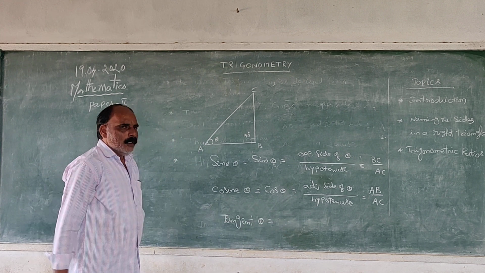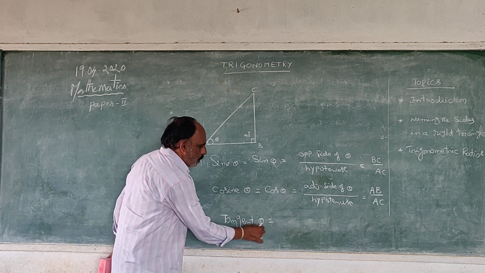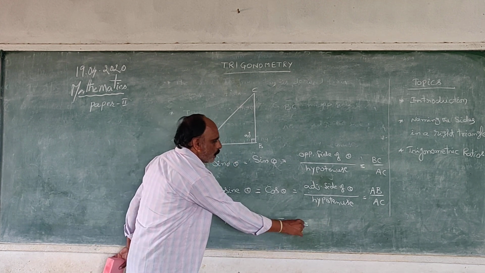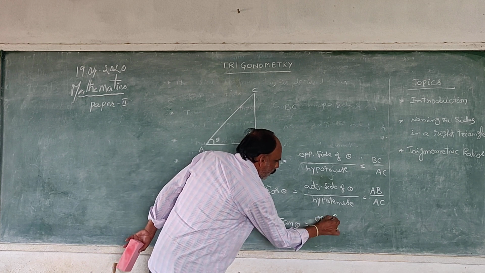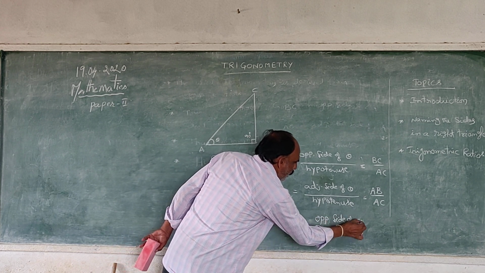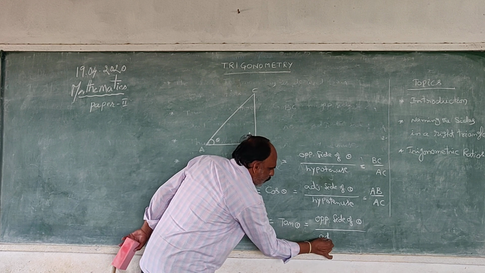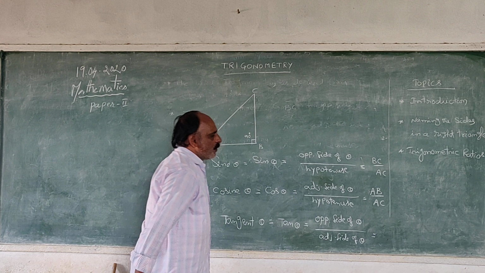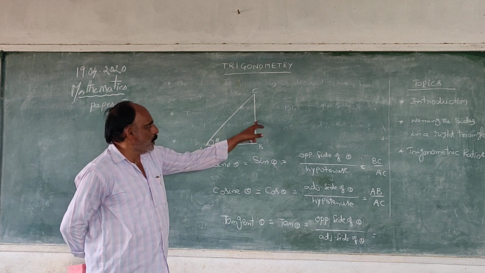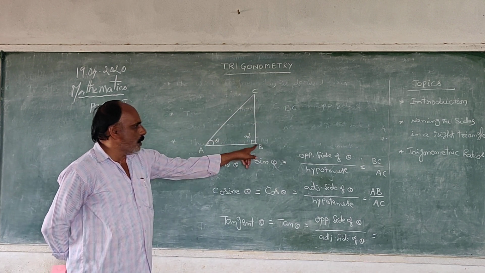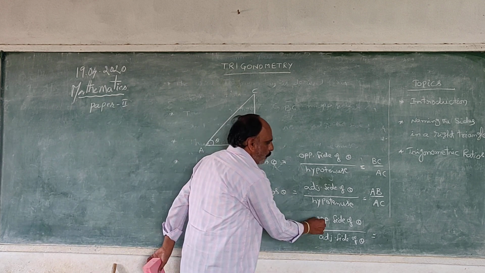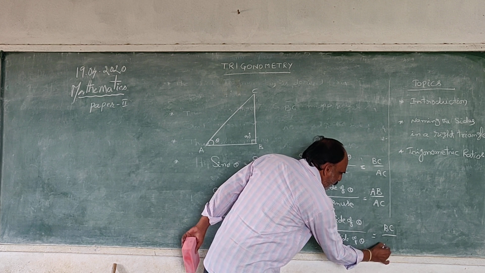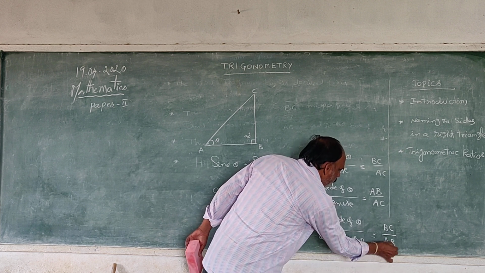And third trigonometric ratio is tangent theta. Tangent theta is briefly written, first three letters, tan theta, equal to the opposite side of theta by the adjacent side of theta. From the figure, the opposite side of theta is BC and the adjacent side is AB. So it is written BC by AB.